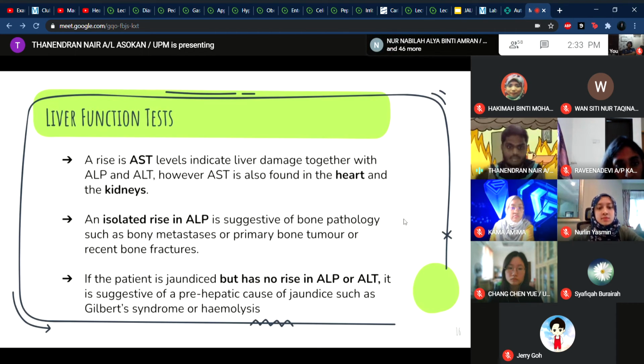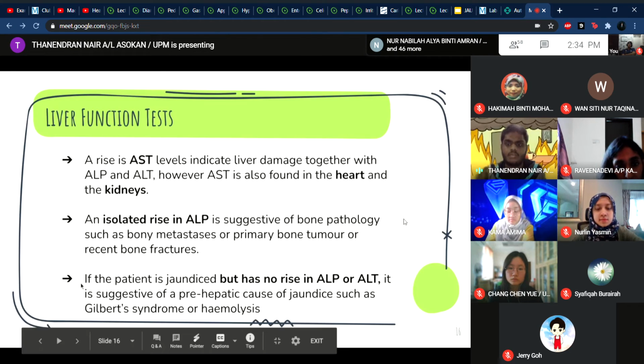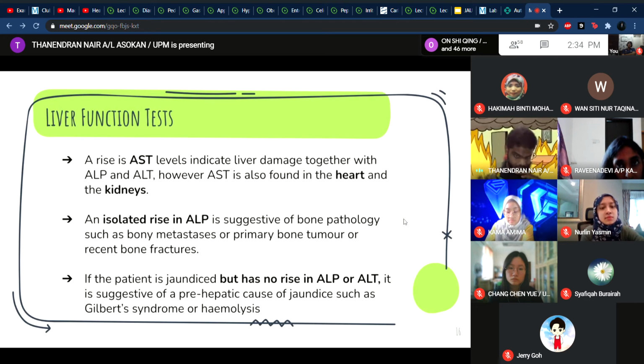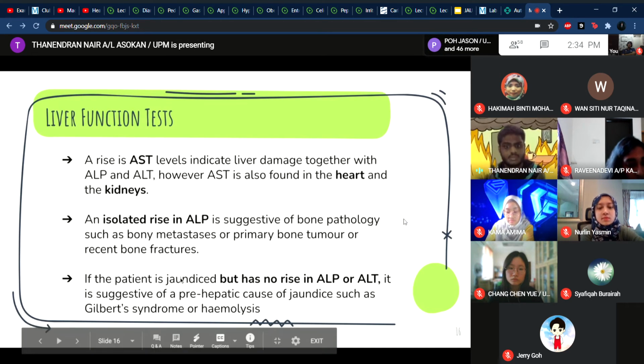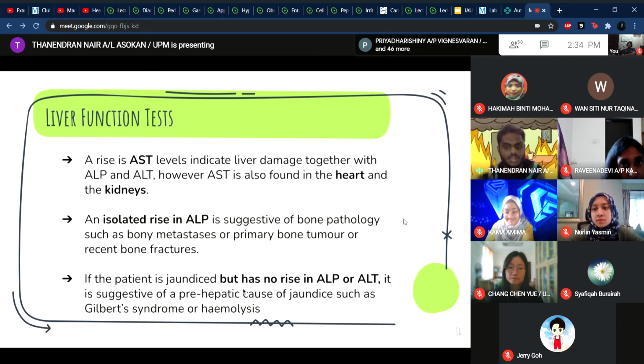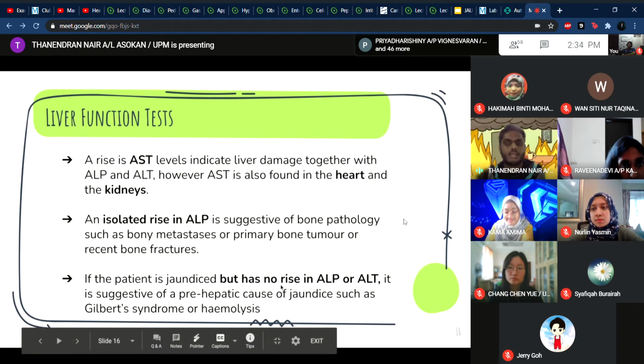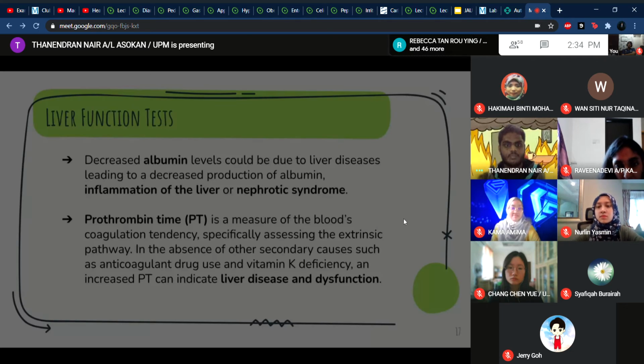Now this is important. If the patient is jaundiced but has no rise in ALP or ALT, it is suggestive of a prehepatic cause of jaundice, such as Gilbert syndrome or hemolysis. So in our patient, like I stated previously, there will be no rise in ALP or ALT, since it is a prehepatic cause of jaundice, being autoimmune hemolysis.